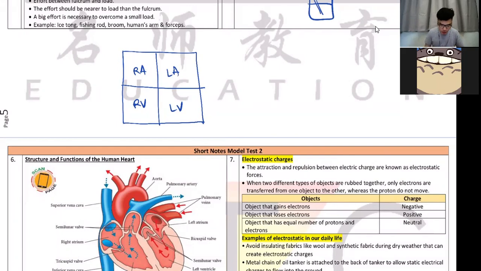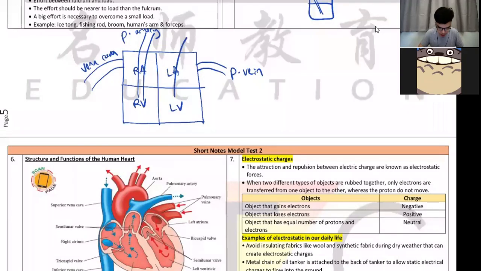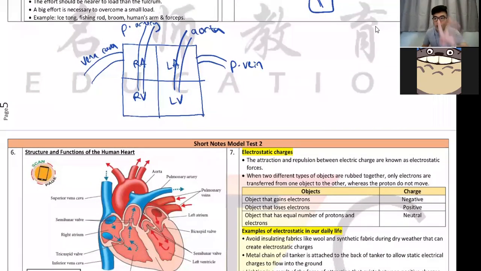Very easy. So we have 1 pipe going into the right atrium, which is the vena cava. 1 pipe coming out from the right ventricle, which is the pulmonary artery. And then 1 pipe going into the left atrium, the pulmonary vein. 1 pipe coming out from the left ventricle, the pulmonary vein. Oh, that's your aorta, sorry. How am I repeating this? Okay, aorta. So 4 pipes, 4 rooms.